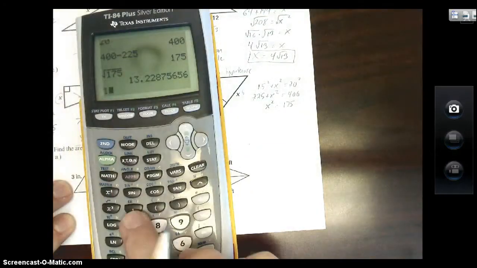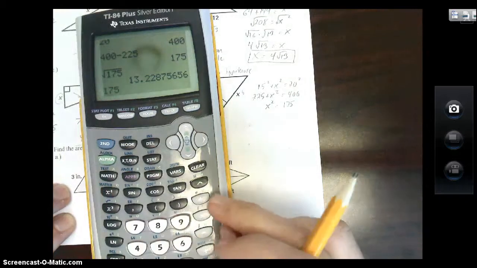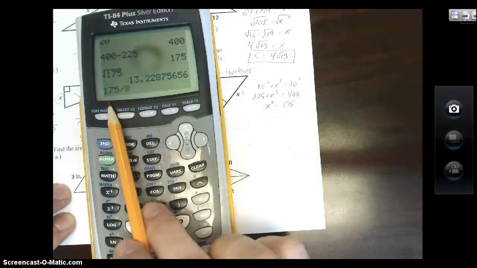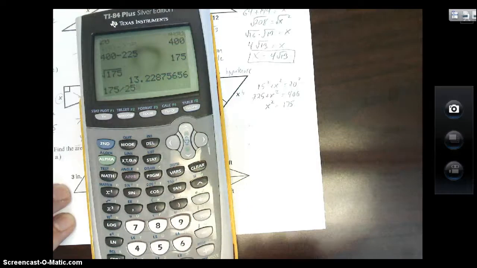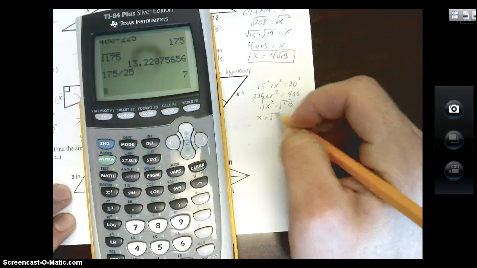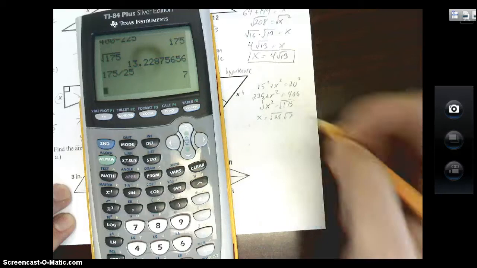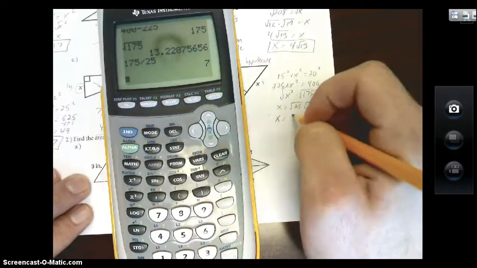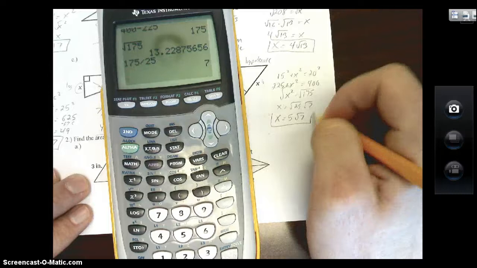So 175, okay, we can try looking through all of our perfect squares. Now again, if it looks like it's a multiple of 25, we know right away we can go to it. So we've got square root left, square root right. X equals root 25 times root 7. We can break that down. We get x equals 5 root 7.